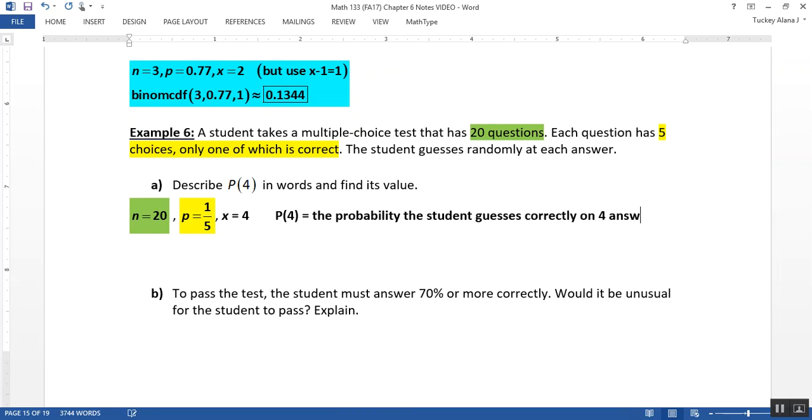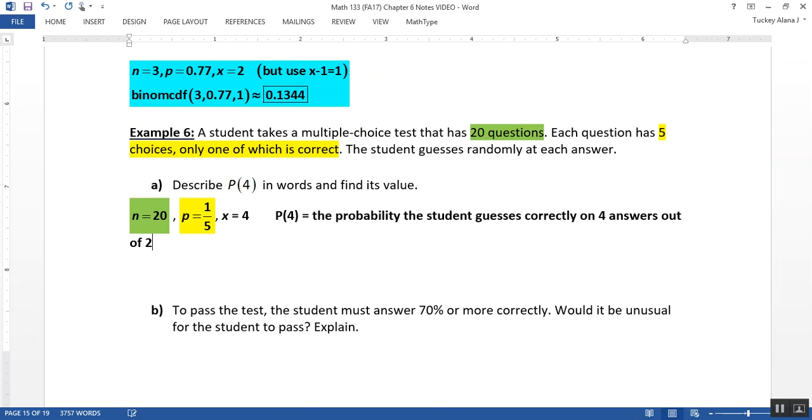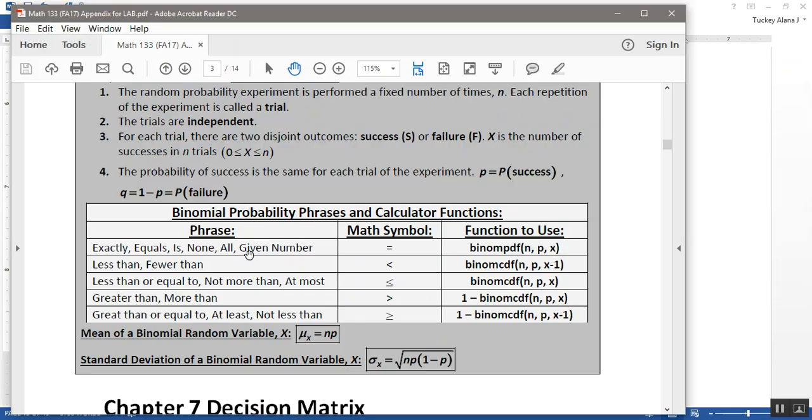On 4 answers out of 20. Right? And then we can calculate its value because this is a specific one. It's giving us a number. So if you look at the table, that's talking about binomial PDF right here. When it's a given number like 4, then it wants the probability of 4, that's binomial PDF. So that's what we're going to use to be able to calculate this.